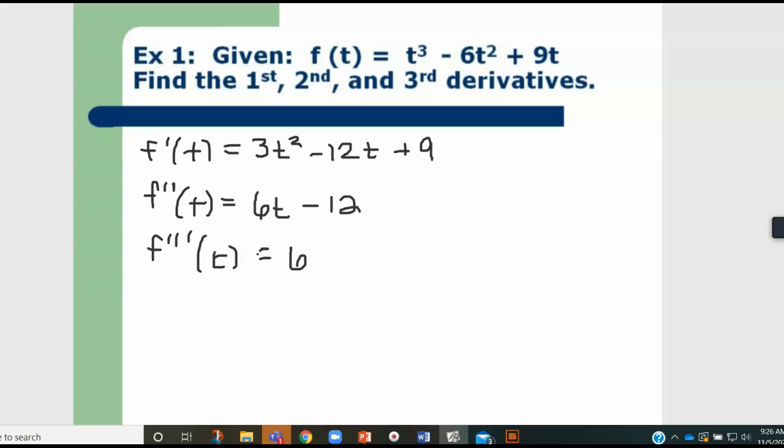In section 4, we talk about particle motion. So we're going to do a lot more with this type of example. They talk about changing directions, extrema, and so forth.